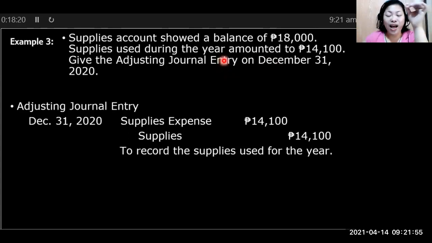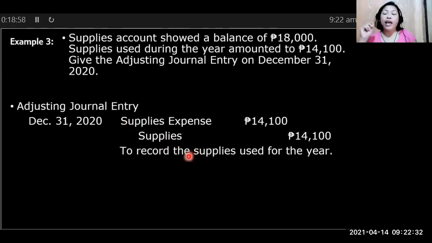When you bought supplies, you debited supplies. So the asset account supplies showed a balance of 18,000. The supplies used during the year is 14,100. You just have to record that as an adjusting journal entry. You debit supplies expense at the end of the accounting period and you credit supplies for 14,100 to record the supplies used during the year. This should be recorded as expense by debiting supplies expense, and crediting the supplies used.